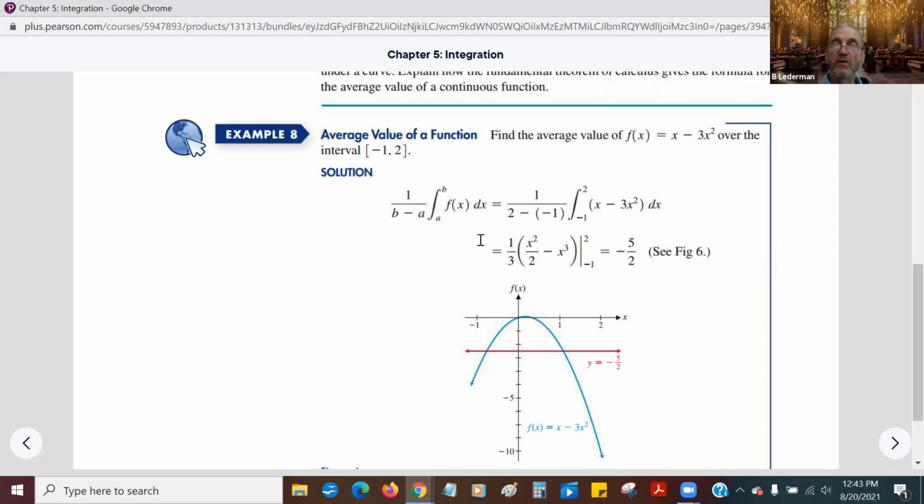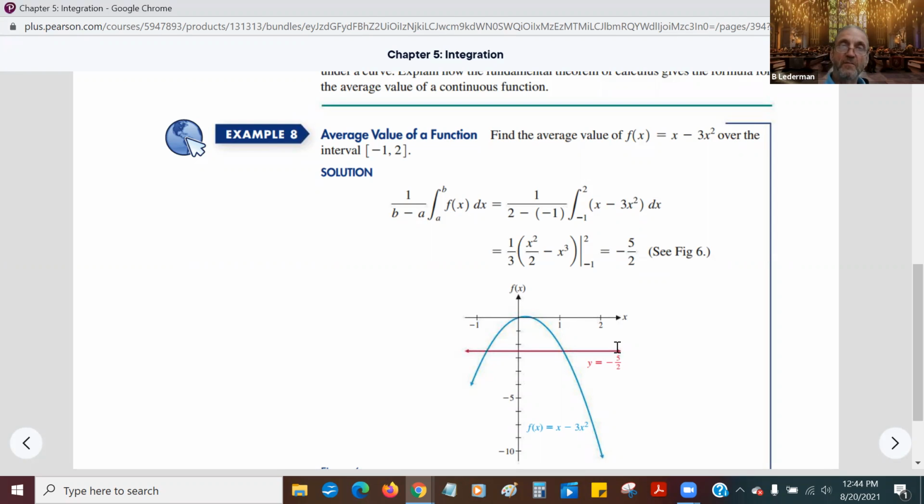Anyways, all I've got to do now is take the antiderivative. The antiderivative of x is x squared over 2. The antiderivative of 3x squared is x to the third. And I evaluate that between 2 and negative 1. So I just do a bunch of plugging in. First, I plug 2 into this thing, get a number. Then I plug negative 1 into this thing, get a different number. Subtract the two numbers, I'm going to wind up with negative 5 over 2. And I multiply by 1/3, of course. So that means that the average value that this function takes on is negative 5/3.